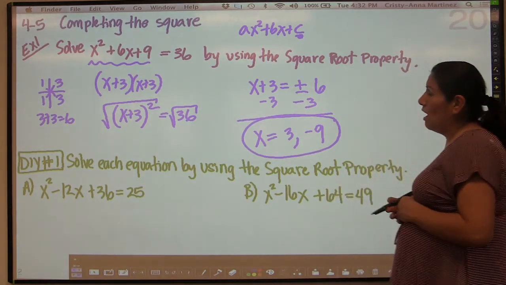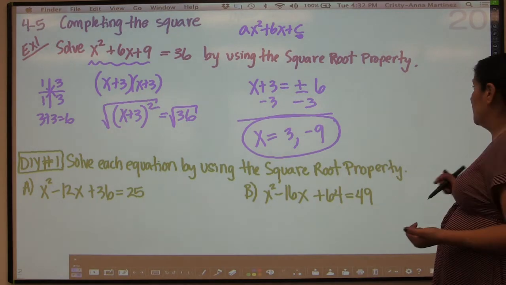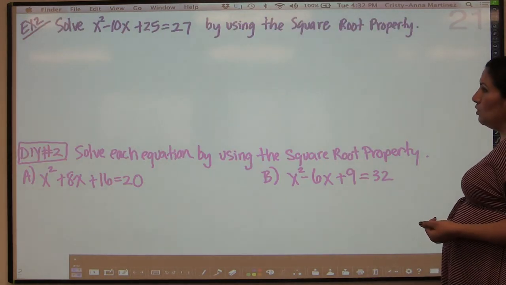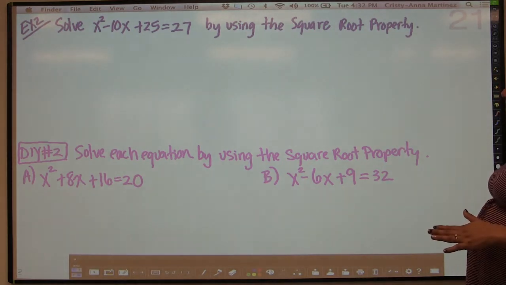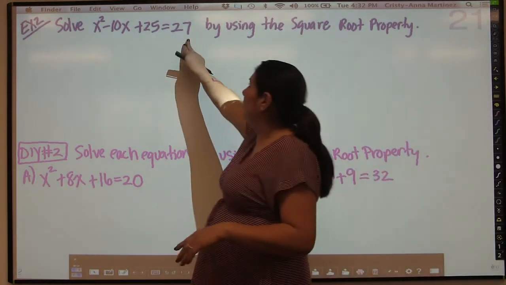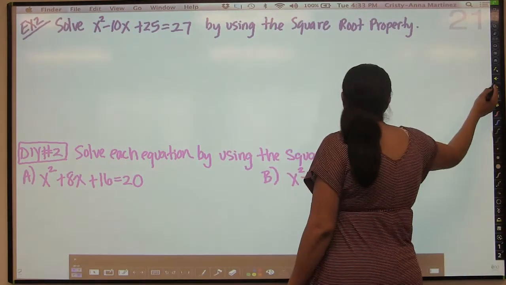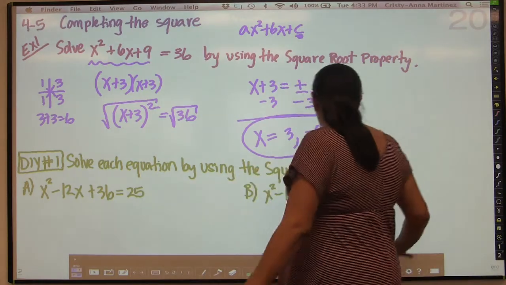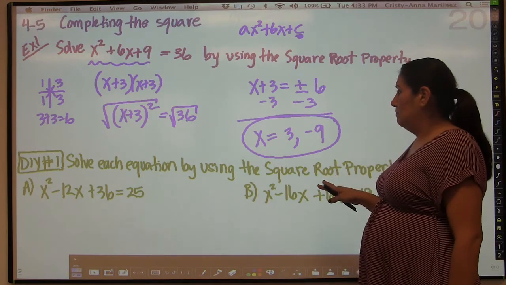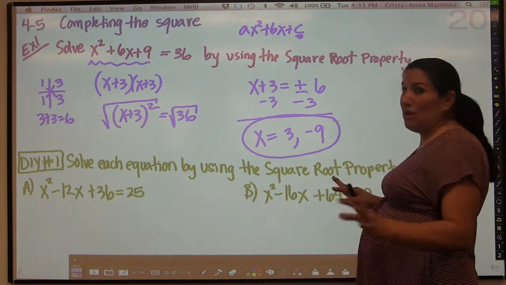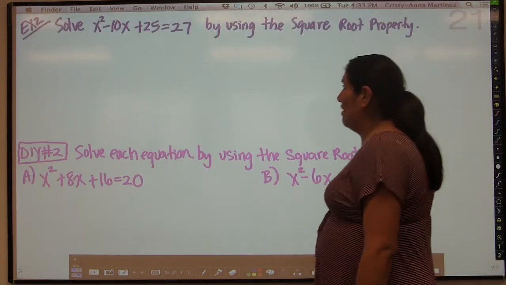Okay? So that is how you do example 1, and I would like you to try the same thing with do-it-yourself number 1, A and B. Then we will go to example 2, and in example 2 we're going to do the exact same directions, but this time the 27 is not a perfect square like the 36 earlier. You can see here that we got 25 and 49, and those are all perfect squares, so your answers are going to be nice and easy, they're going to be rational numbers. But here you're going to get irrational, and I'm going to show you how that works.